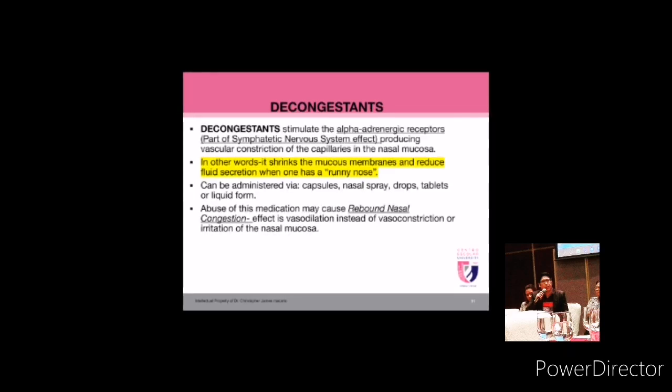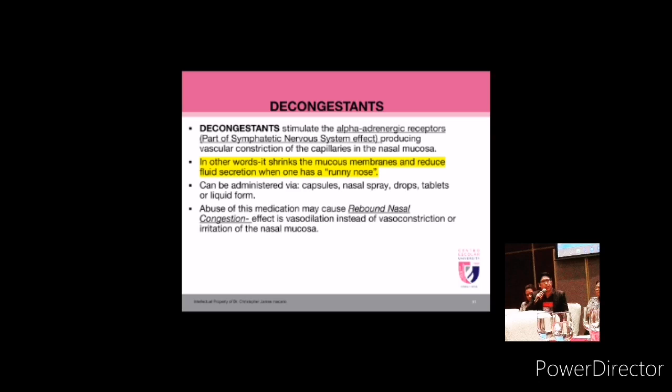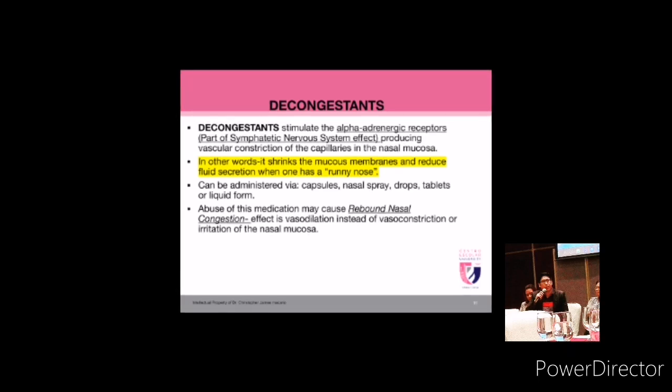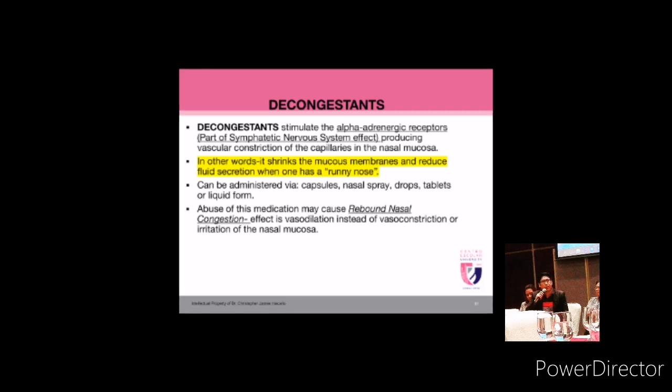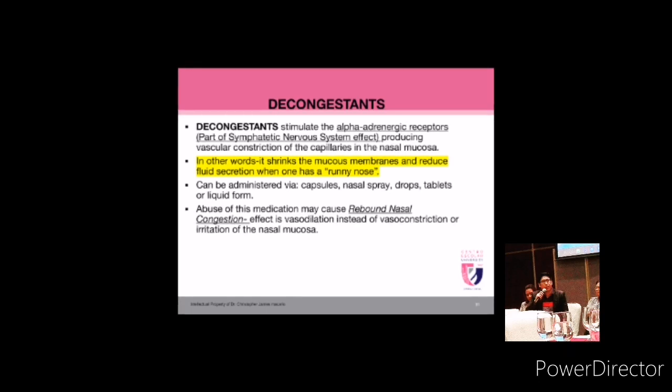Decongestants. Decongestants stimulate the alpha adrenergic receptors. It's part of your sympathetic nervous system effect, producing vascular constriction of the capillaries in the nasal mucosa. In other words, it shrinks the mucous membrane and reduces fluid secretion when one has a runny nose. So, I'm sure everybody has experienced runny nose.